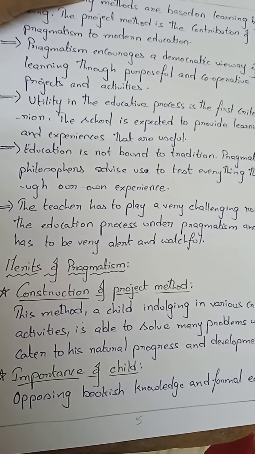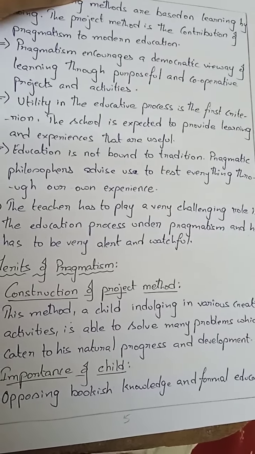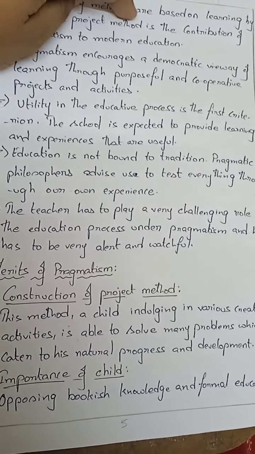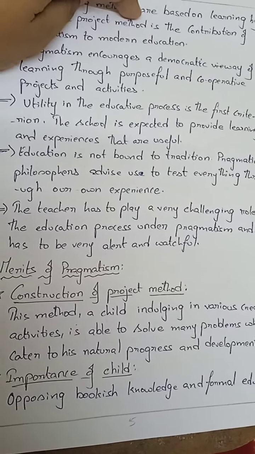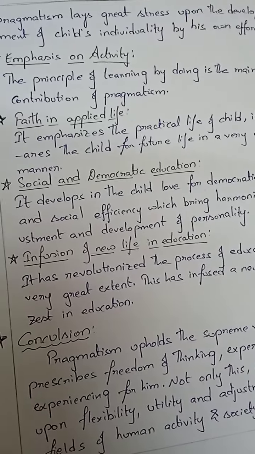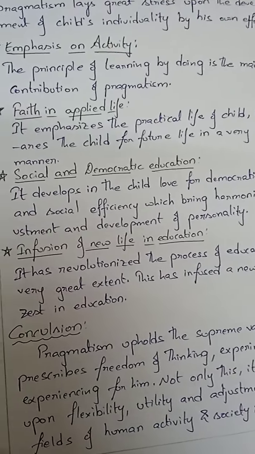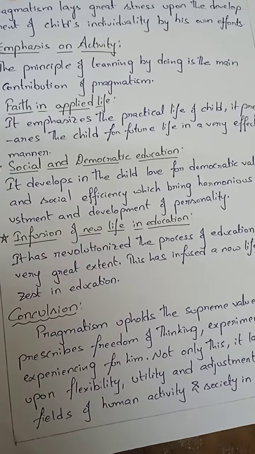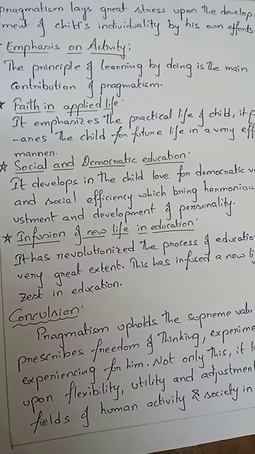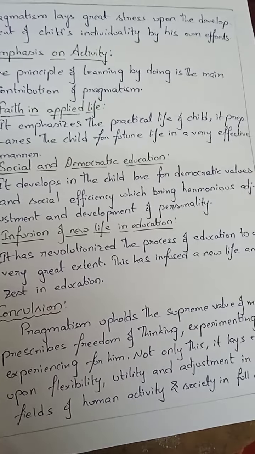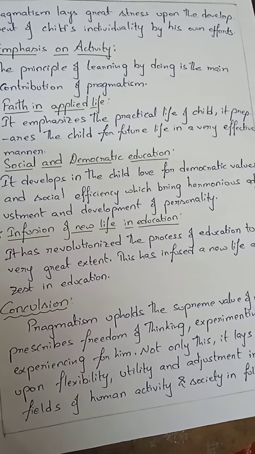Construction of a project method. In this method, a child indulging in various creative activities is able to solve many problems which cater to his natural progress and development. Next, importance of the child. Opposing bookish knowledge and formal education, pragmatism lays great stress upon the development of a child's individuality by his own effort and emphasizes activity. The principle of learning by doing is the main contribution of pragmatism. Faith in applied life: it emphasizes the practical life of the child. It prepares the child for future life in a very effective manner.